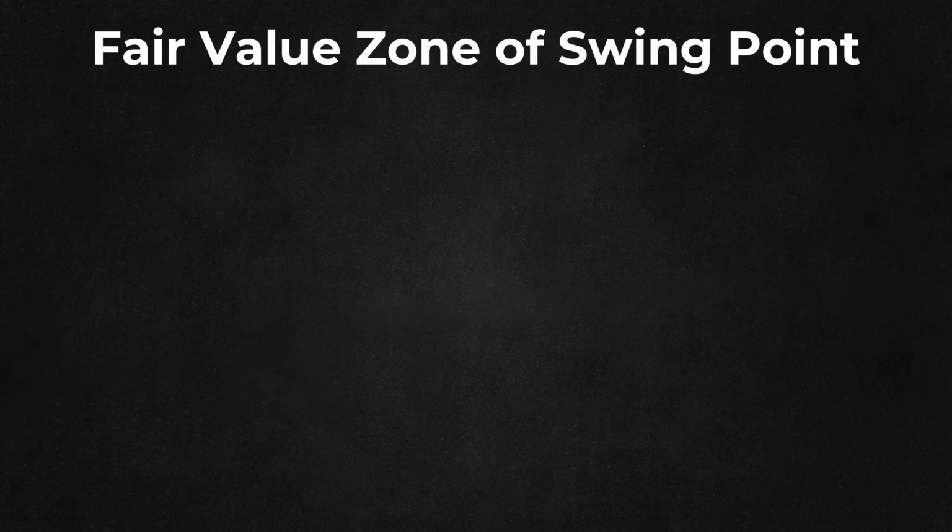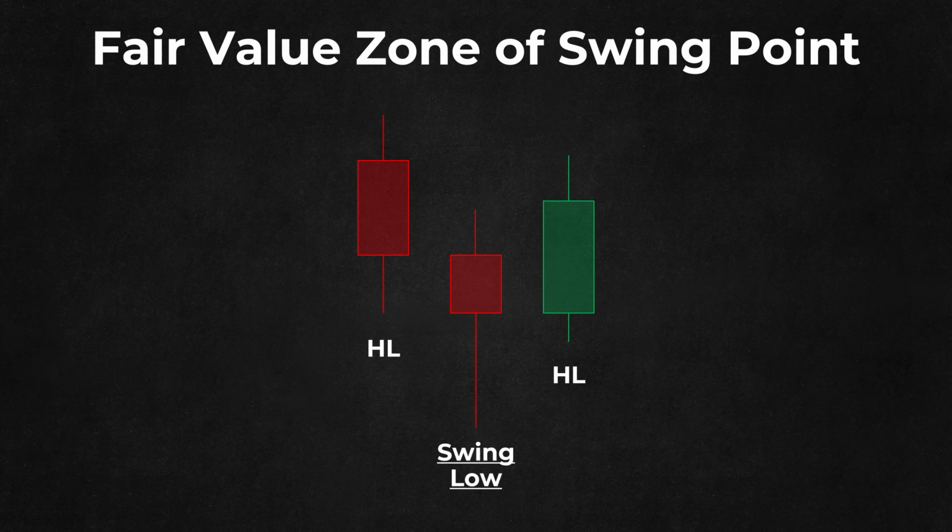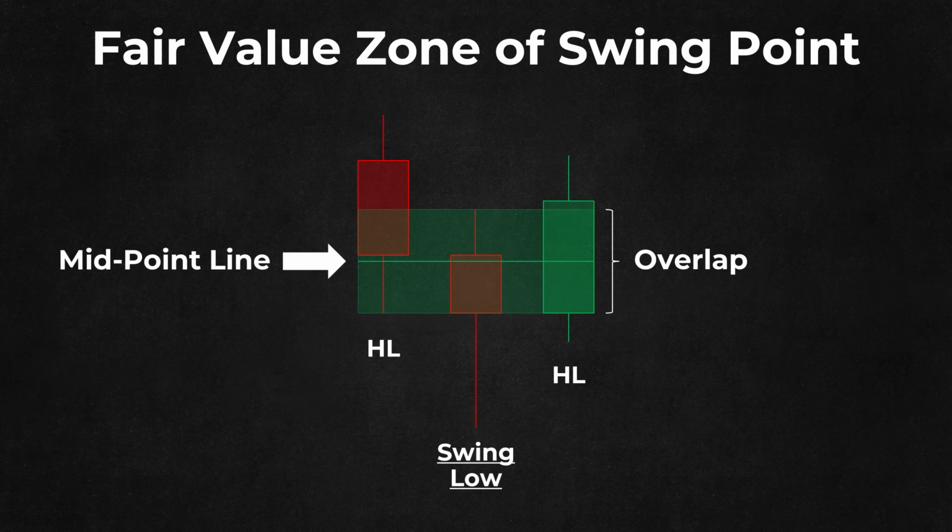In order to identify the fair value zone implicit in a swing point, all you have to do is to observe the price range where all the 3 candles that compose the swing point overlap. There is no guesswork involved in this zone. It's 100% objective. One additional detail to this zone is the incorporation of a midpoint line, which can make the entry more objective. Once you understand the concepts individually, the strategy becomes extremely simple.